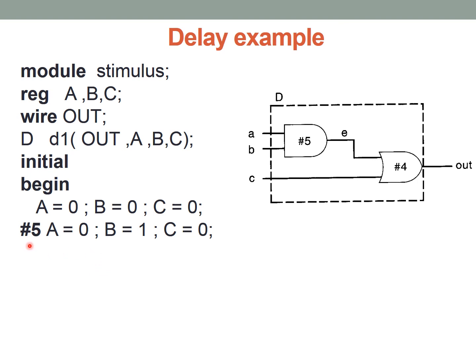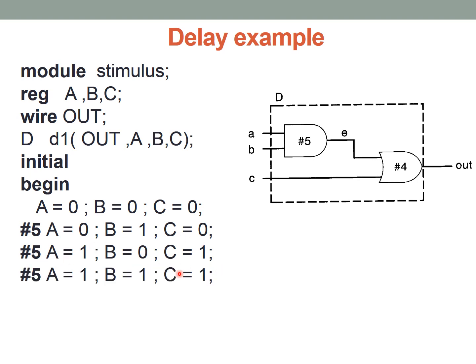So after 5 time units, you want a change to 0, 1, 0. After 5 time units, we are changing the inputs to 1, 0, 1. And after 5 time units, we are changing the inputs to 1, 1, 1. And after 5 time units, we are stopping the simulation. So we are taking 4 samples of the input. And finally, we can end the module using the keyword endmodule.